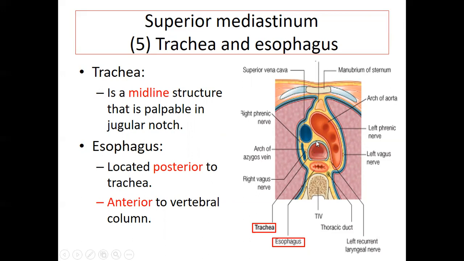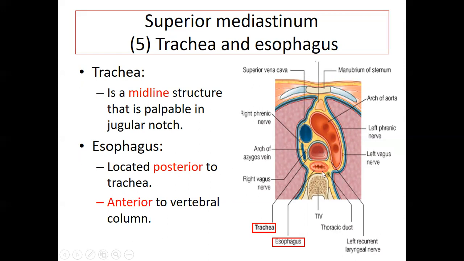We try to highlight the trachea first. This is the trachea. It is a midline structure, and it is palpable in the jugular notch. You can feel the trachea whenever you press on the neck at the jugular notch. This is the trachea.